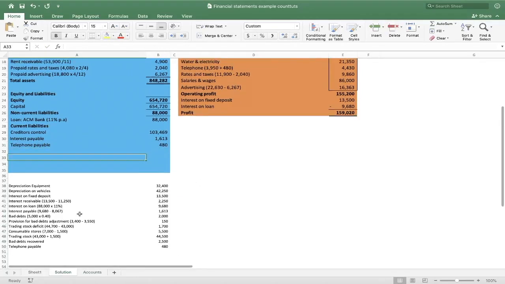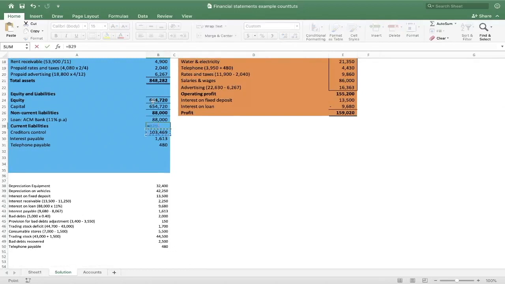Now I can total up my current liabilities, and it comes to the creditors control plus the interest payable plus the telephone payable. It gives me 105,562 rand.